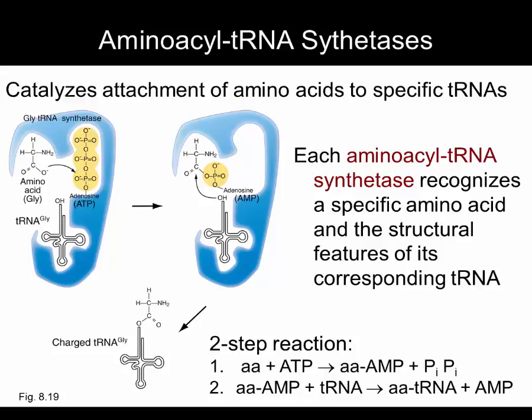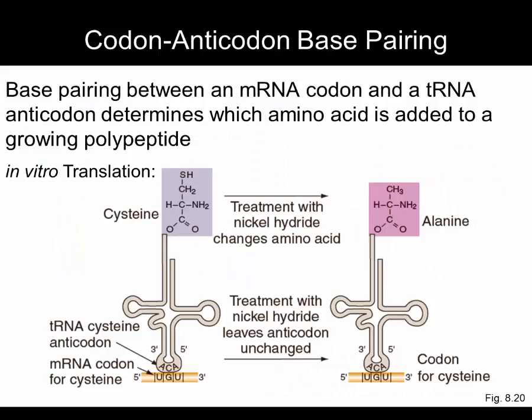In the first step of the process, the triphosphate bond of ATP is cleaved, and AMP, that's adenosine monophosphate, is attached to the carboxyl carbon of the amino acid. In the second step, the carboxyl carbon is attached to one of the hydroxyl groups on the last ribose sugar of the tRNA chain. The tRNA is now charged. Now when the anticodon of the charged tRNA base pairs with an mRNA codon, this indicates that the amino acid attached to the tRNA should be the next amino acid in the polypeptide chain.